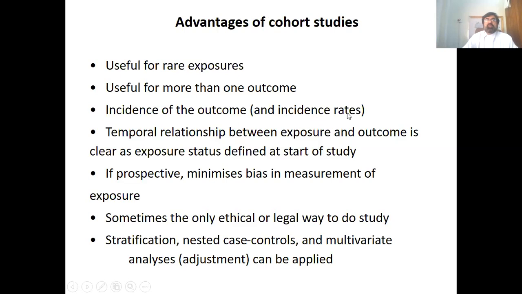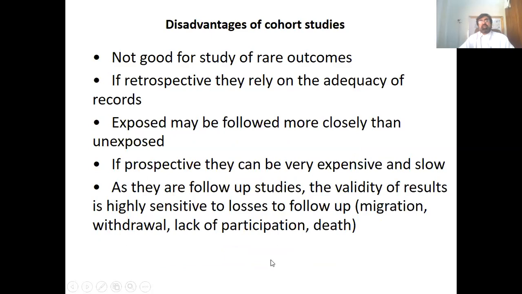Incidence of the outcome and incidence rates. Temporal relationship between exposure and outcome is clear as exposure status is defined at the start of the study. Because you will spend time, 5 years, 10 years, so you will know whether the exposure is associated with the disease or not. That is called a temporal relationship or temporal association. If prospective, it minimizes biases in measurement of exposure, and sometimes it is the only ethical or legal way to do a study. Stratification, nested case control, and multivariate analysis can be applied in such studies.